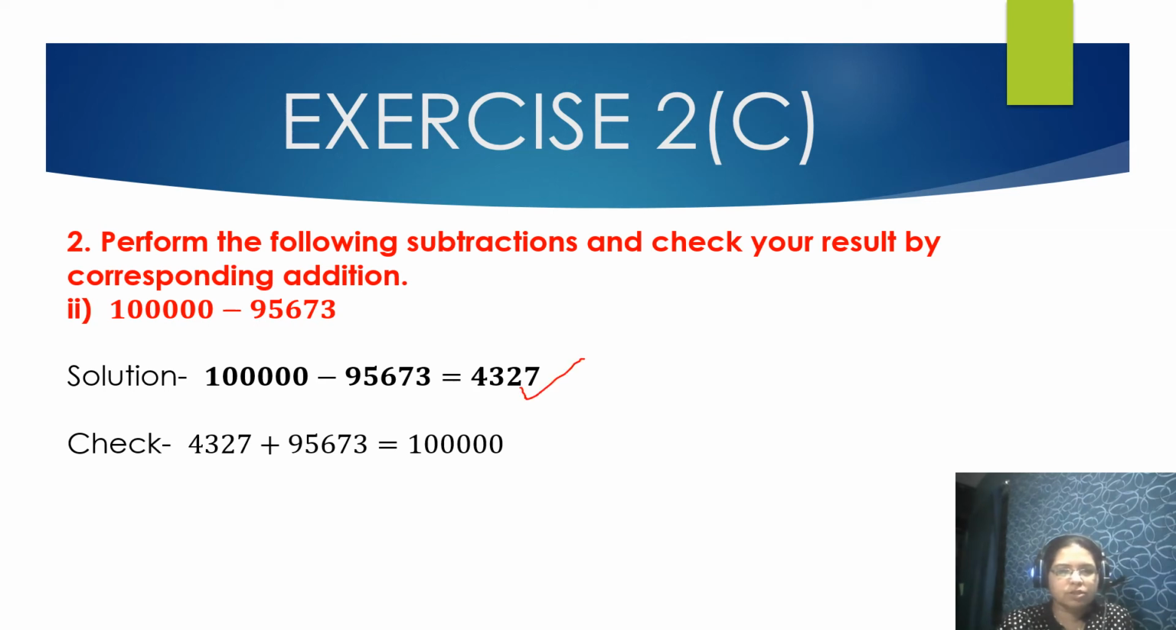Now we will check this result using the addition sentence. So 4,327 plus 95,673 equal to 1 lakh. And this is the addition sentence of this subtraction.